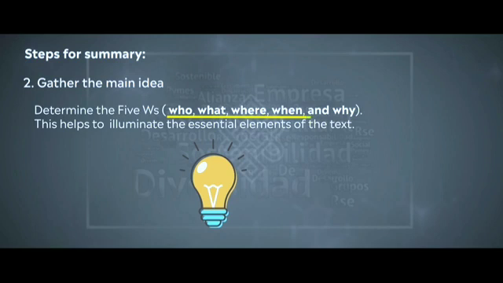Finally, you have why. What is the purpose of the text? What is the message of the text? Why is that text or a story or an essay written? What is the purpose of that? So these are the 5 W's that will help you to gather the main points of the text. This helps to identify the essential elements of the text. You'll be able to filter out the main points from the text. So that was number 2.